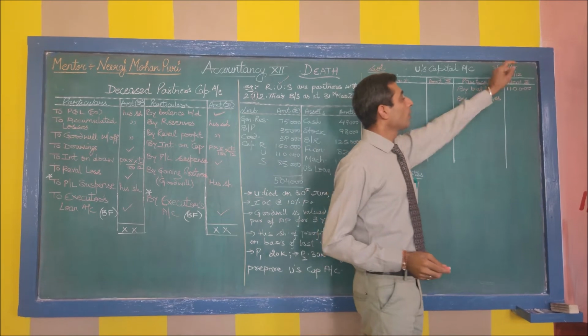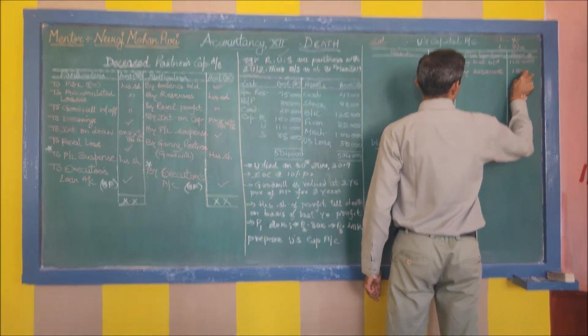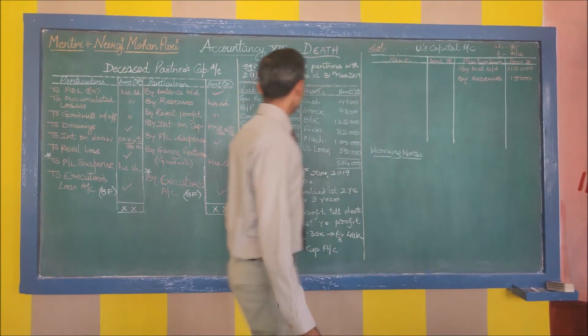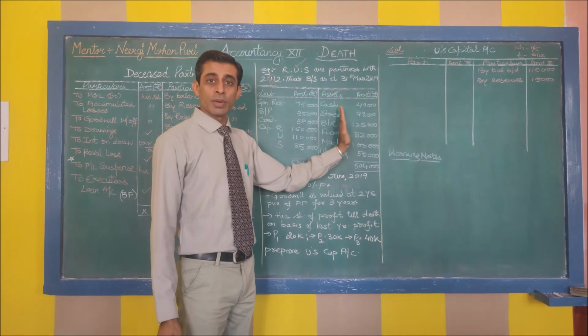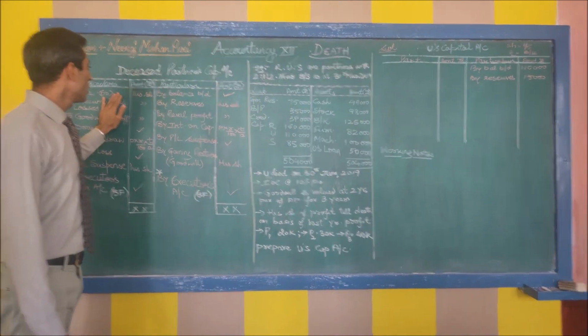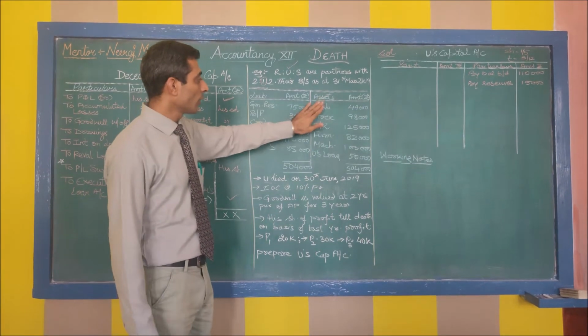75,000 into 1 on 5. This will be 15,000. There is no other reserve here. Shift to the asset side. From the asset side, is there any goodwill, profit and loss, deferred revenue? There is no such item available.